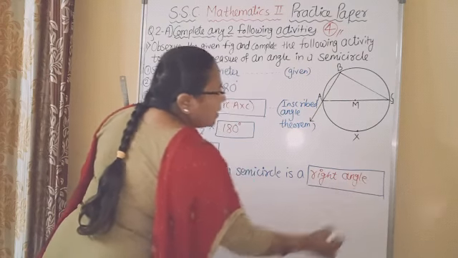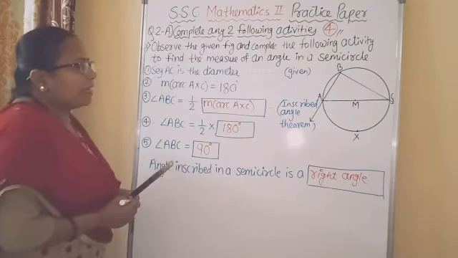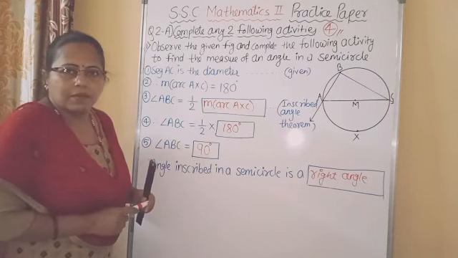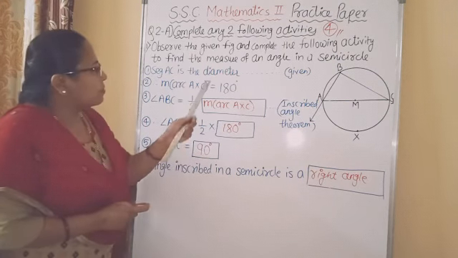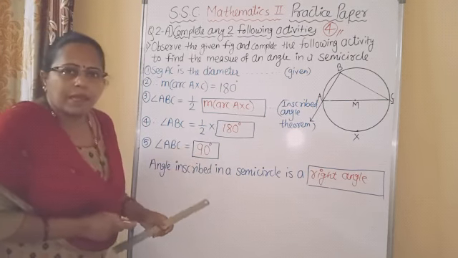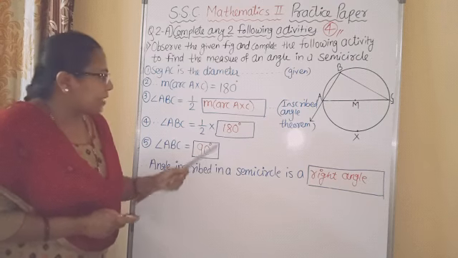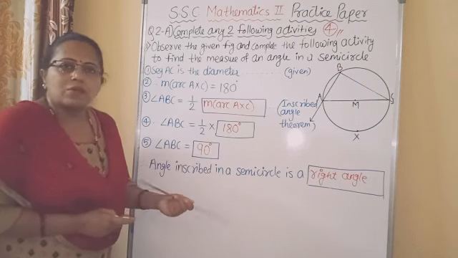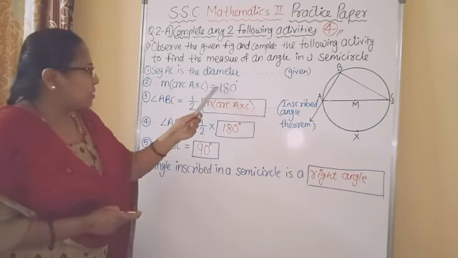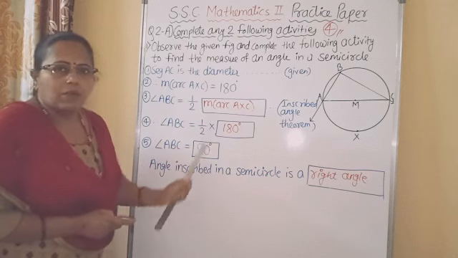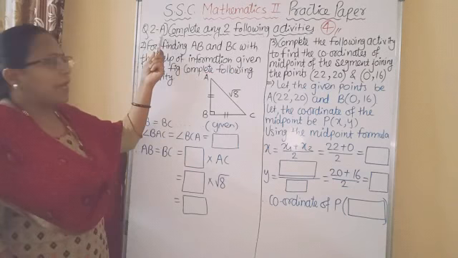So this way we found the measure of the angle inscribed in a semicircle. So this question comes here as activity based. Maybe for you in the board exam this question will come as a solving type question. So just remember these steps. According to this only you have to put 2A.